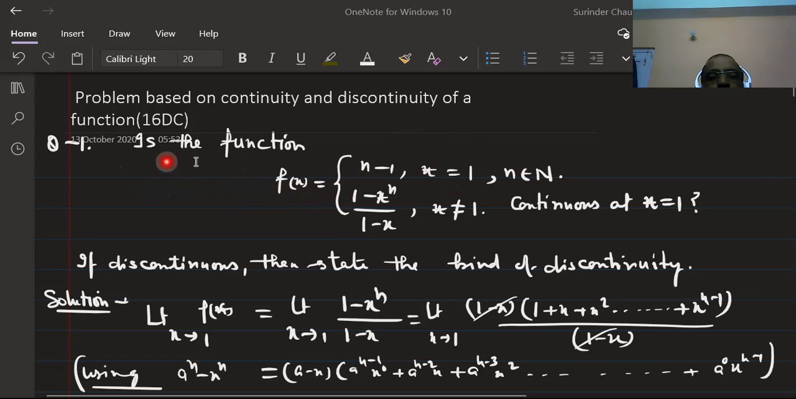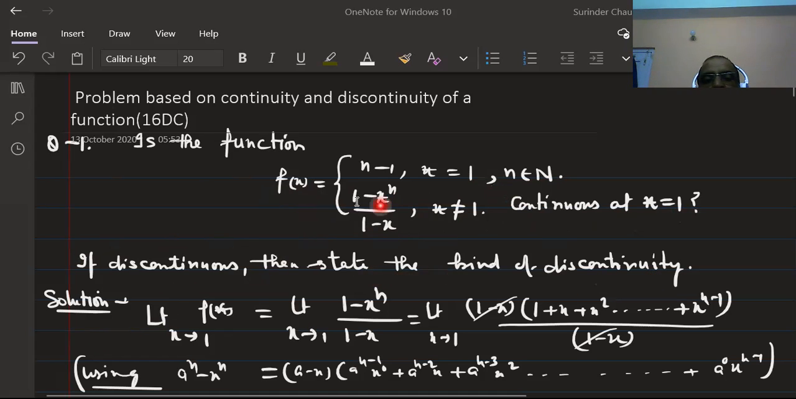First question: the function f(x) is equal to n minus 1 for x equal to 1, where n is a natural number, and f(x) is equal to (1 minus x^n) upon (1 minus x) if x is not equal to 1. Is it continuous at x equal to 1? If discontinuous, then state the kind of discontinuity.